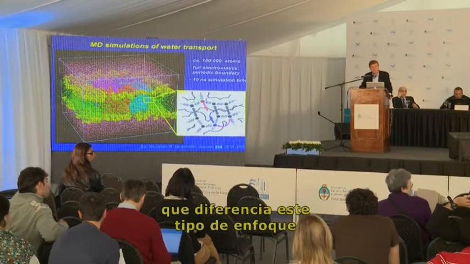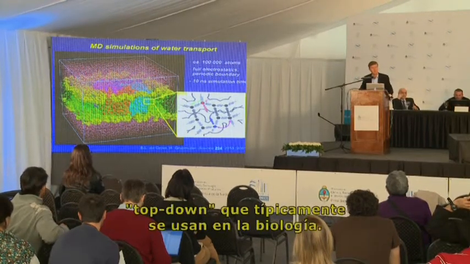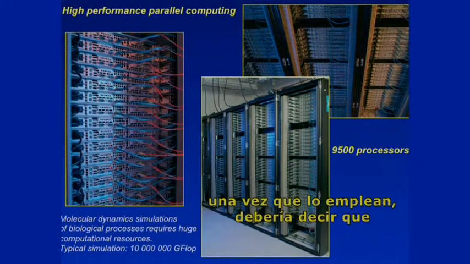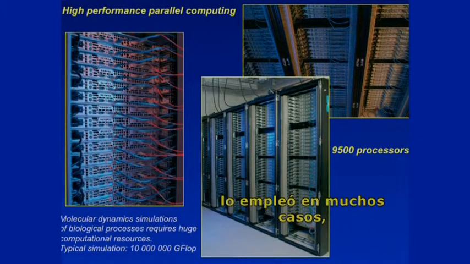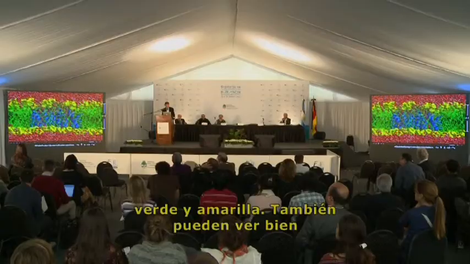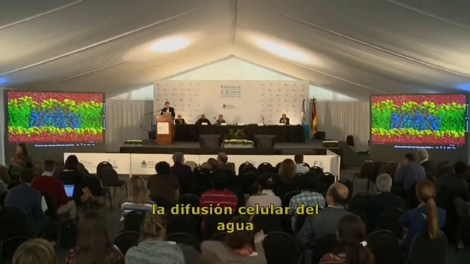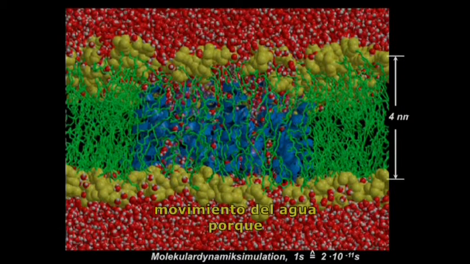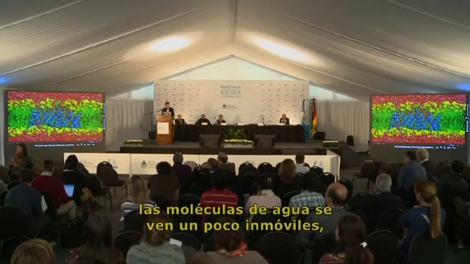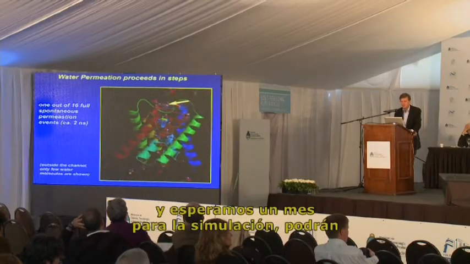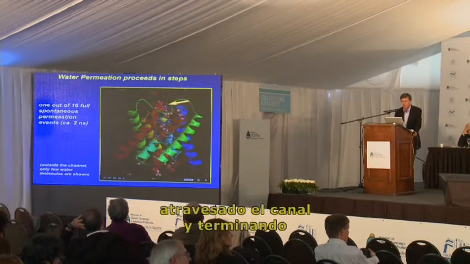That is something which distinguishes this kind of approach from many other models, which I would call top-down models, typically used in biology. That requires a huge amount of computer power, but once you employ that, and I should say the Max Planck Society generously provided quite a bunch of computer power and processors, then the raw data which you get looks a bit like that. What you can see here, the blue is the aquaporin embedded in a membrane, green and yellow, and you can also nicely see the self-diffusion of the water on ultra high time lapse. About a picosecond is a second here on the movie. You don't see much motion of the water here, so the water molecules seem quite immobile, simply because the time is too short. If we give a little longer time and wait for a month for the simulations, then you can see nicely this yellow water molecule traversing the channel and ending up on the other side.